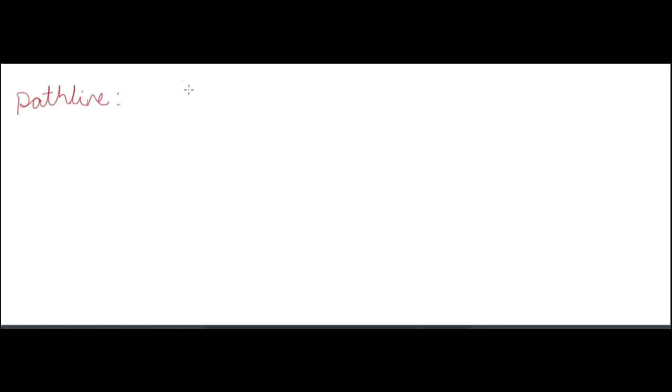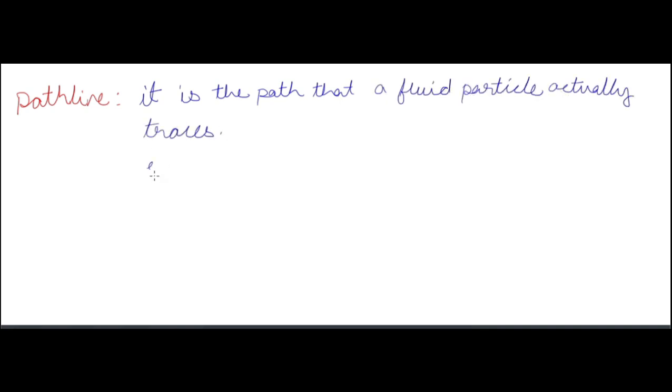So a path line is the original path traced by the fluid particles. An example is the path traced by a balloon floating in air.